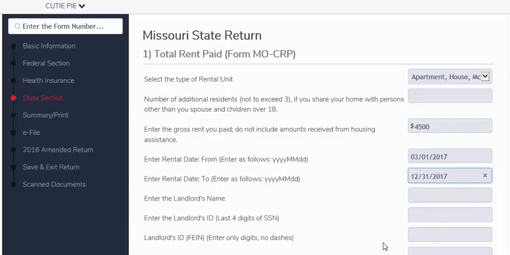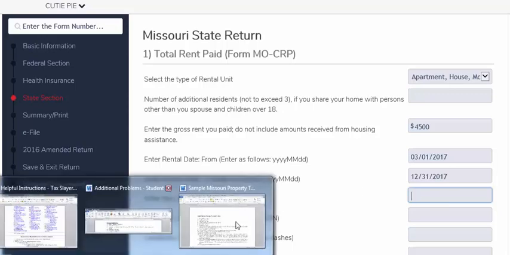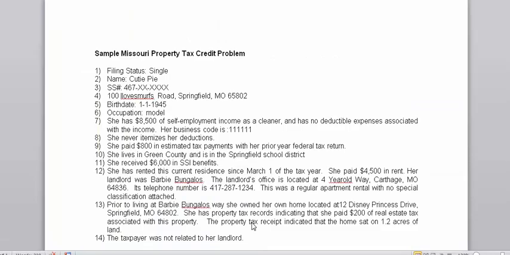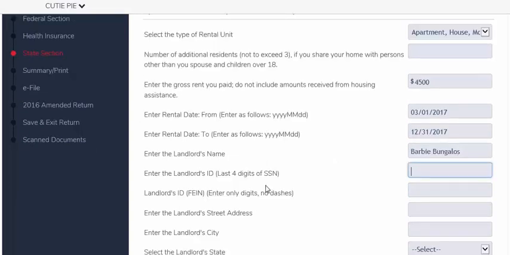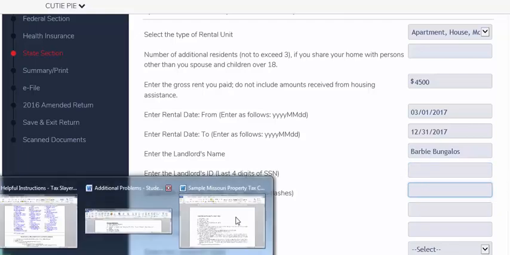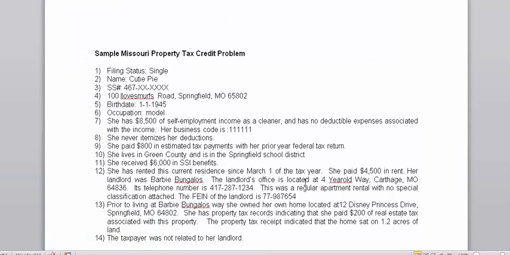Then we have to enter the landlord's information. We have to have all of the landlord's information, or else the credit will not calculate for the taxpayer. So we enter the landlord's information. It was Barbie Bungalows. And we have to have the last 4 digits of the landlord's social security number, or the FEIN, which is the federal tax identification number, essentially. And we have to have one or the other of those two, or else this won't calculate for the taxpayer. We see it is 77987-654.